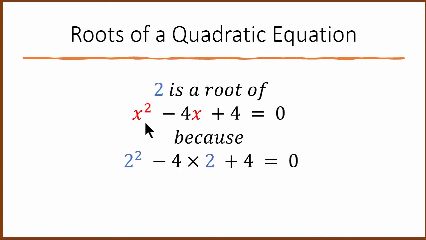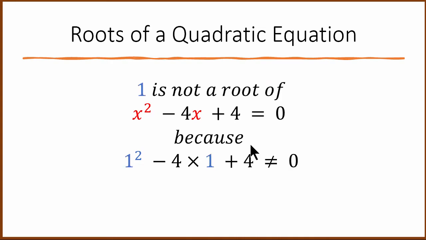Let's take this quadratic equation: x squared minus 4x plus 4 equals 0. We can see that 2 is a root of this equation because if you substitute the value 2 instead of x, you get 2 squared, which is 4, minus 4 times 2, which is 8, so 4 minus 8 plus 4. If you add all of them, you get 0. Because of that, we can say 2 is a root.